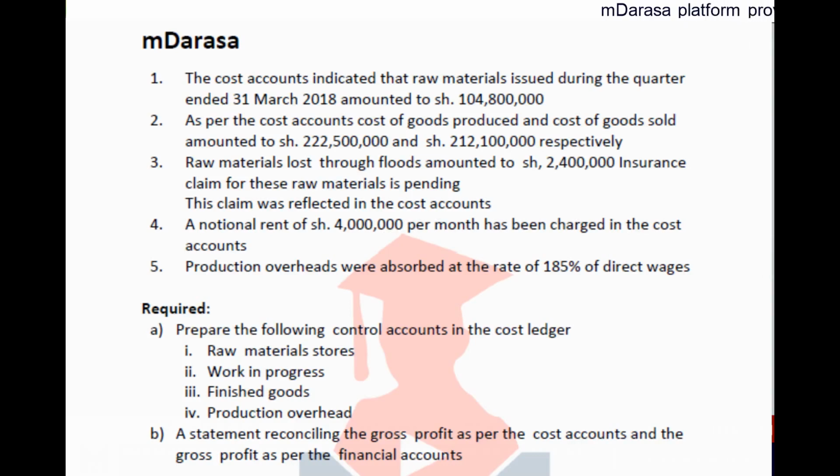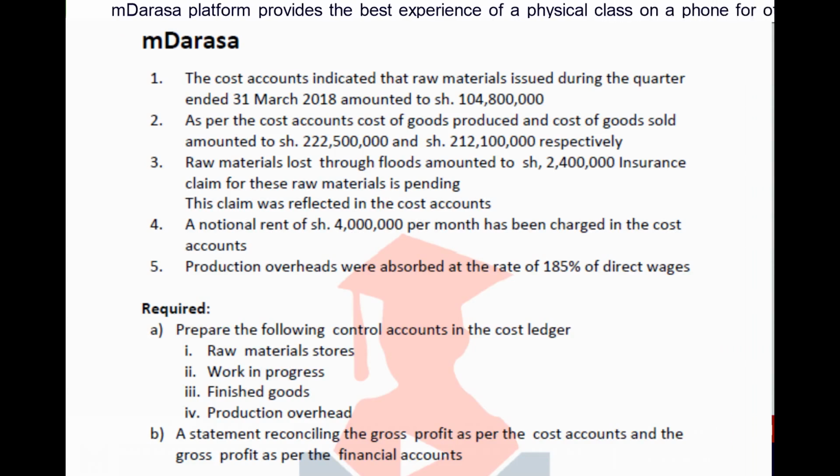Insurance claim for these raw materials is pending. So we had the raw materials which were lost during that period. Talk of note 4. A notional rent of 4 million per month has been charged in the cost accounts.